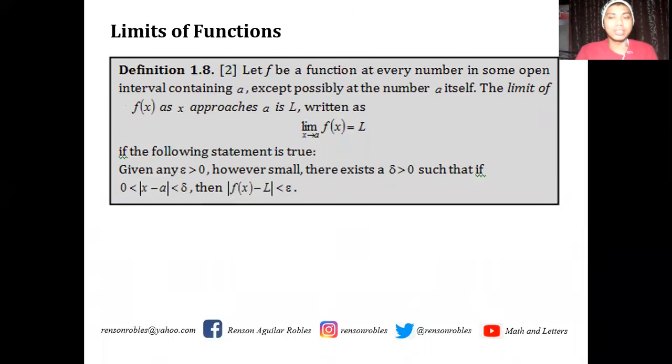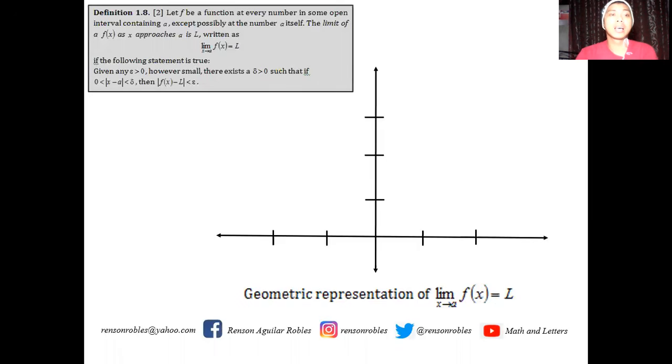And this definition states that the function values f of x approach a limit L as x approaches the number a. Okay? If the absolute value of the difference between f of x and L is very, very small, and that is obtained by taking x sufficiently near a but not equal to a. So we are just going to get those numbers on the right side of a and those numbers on the left side of a.